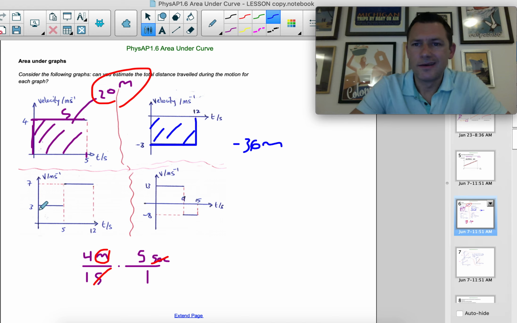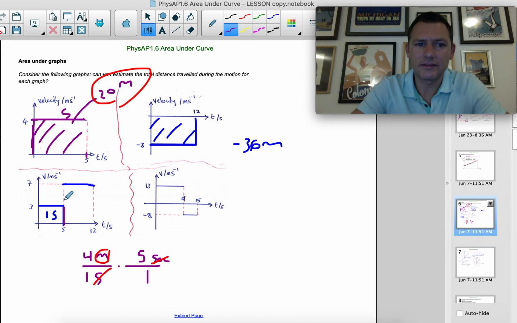Cool. Think about this one. You're moving at a slow velocity, and then after 5 seconds, you pop to a high velocity, 3 and then 7. Right? Not a big deal. This is 3 by 5. This is 15 meters that you've moved during that first time.